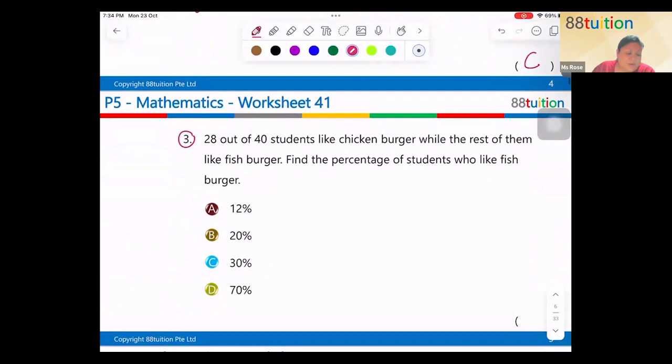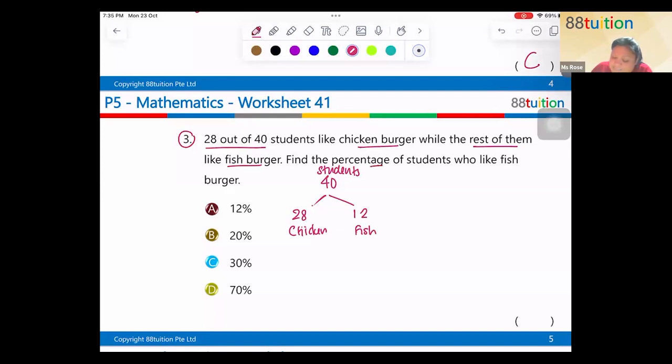Number 3 is also a question where all of you who attempted got the answer correct. 28 out of 40 students like chicken burger, while the rest of them like fish burger. So out of the 40 students total, 28 like chicken burger. How many like fish burger? From here it will be 12.